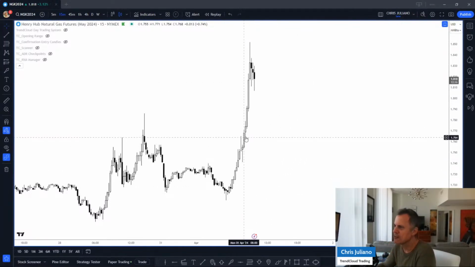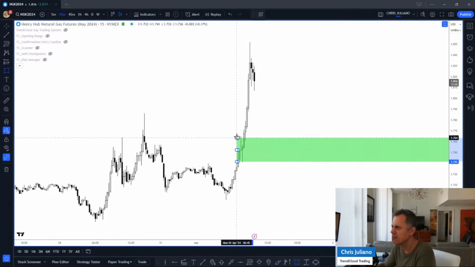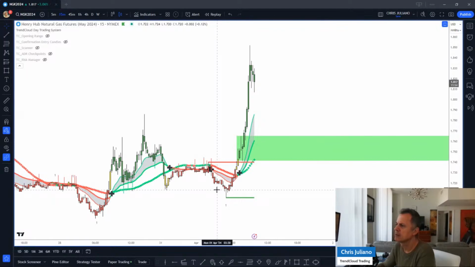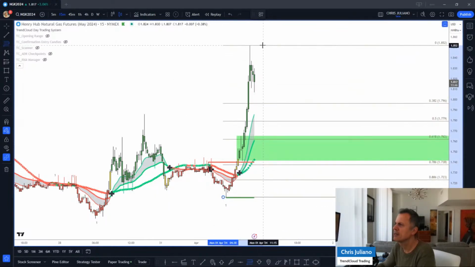Not really, right? We got this stutter step here. We've got these two weird looking candles here, a doji, and a nice bullish hammer candle. Where is that in relation to TrendCloud? Yeah. Okay. Now put your swing low to swing high. Okay, so the formation is a little bit lower.